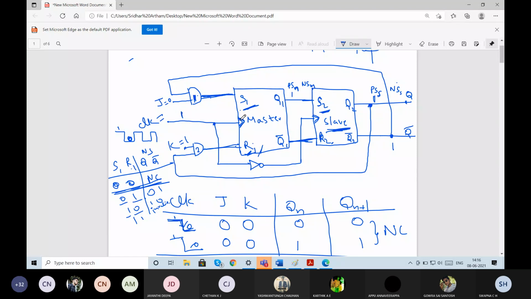So the master will get clock as 1, the slave will get clock as 0. This is the first thing you need to analyze. Then, since the master has got clock as 1, it will check its inputs, S1 and R1 values. Based on S1 and R1 values, Q1 and Q1 bar may change. Q is 1 and Q bar is 0. This Q is fed to the second AND gate, which is 1, and Q bar is fed to the first AND gate, whose value is 0.